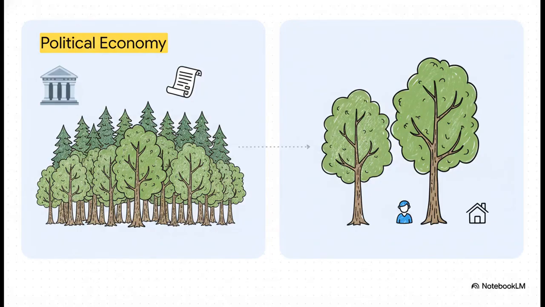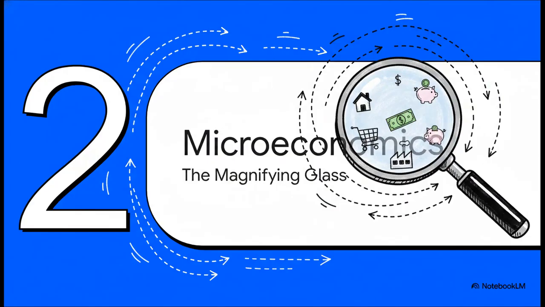This comparison just nails it. Political economy is all about the forest, the whole system, the laws, the big institutions. But to really understand the forest, you also have to understand the individual trees. And that is where our next lens comes into play. So let's grab our magnifying glass and zoom right in with our second lens, microeconomics.